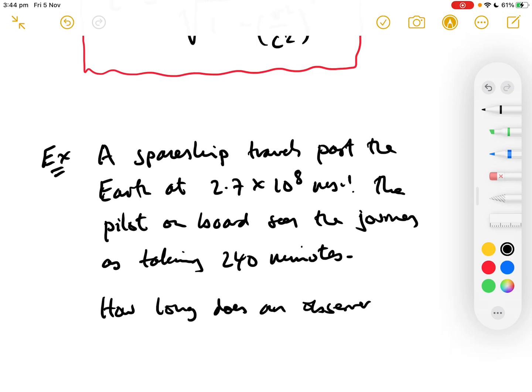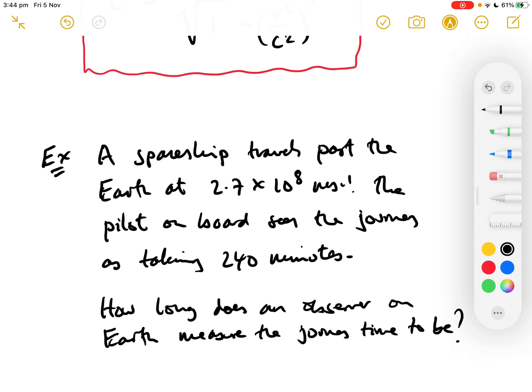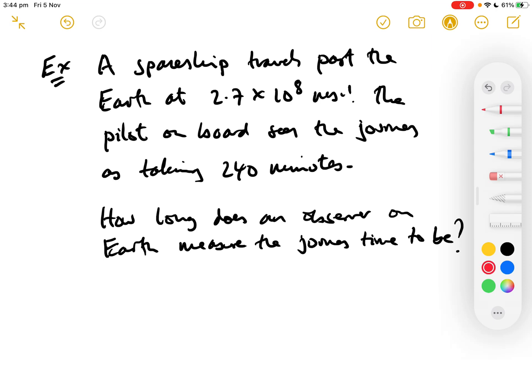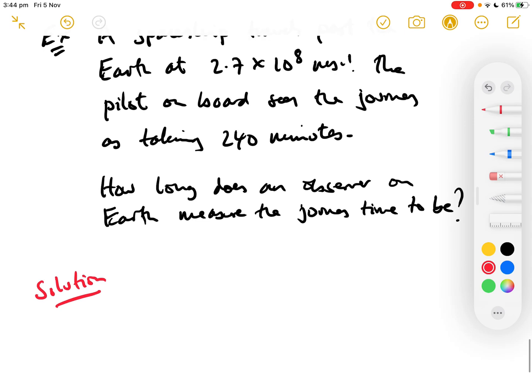does an observer on Earth measure the journey time to be? Now again, we're treating the observer on Earth, as we usually do, as the stationary observer. Right, solution. Well, this is going to require a calculation, so we'll list our variables.